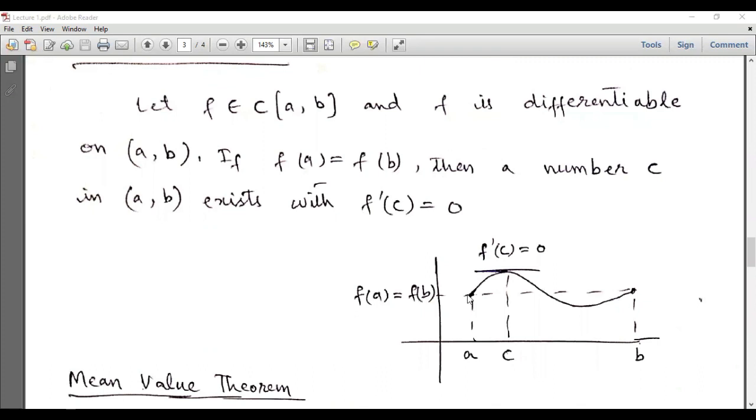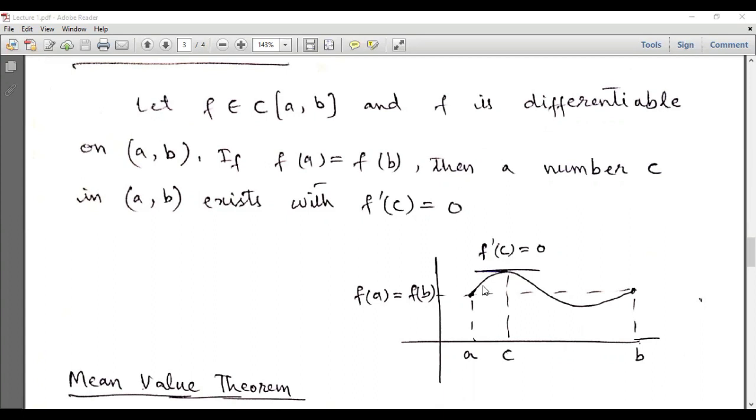So suppose we have a function f of x, and this function is defined between these two points a and b. There is definitely at least one point at which the derivative of that function is equal to 0. In this case, we have two such points. At this point, if we draw the tangent, the slope of this tangent is equal to 0, and this is called the maxima. Similarly, if we draw a tangent at this point, the slope of that tangent will also be equal to 0, and this point is called minima. So here we have two points, but there will be at least one point at which the derivative of the function will be equal to 0.